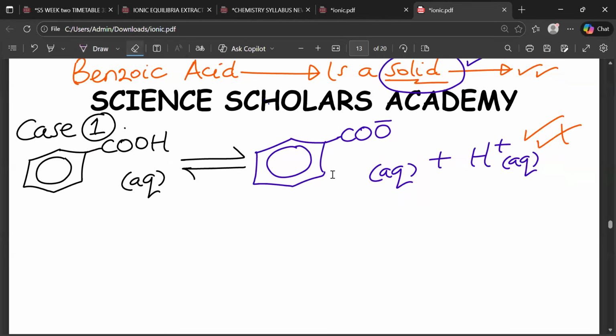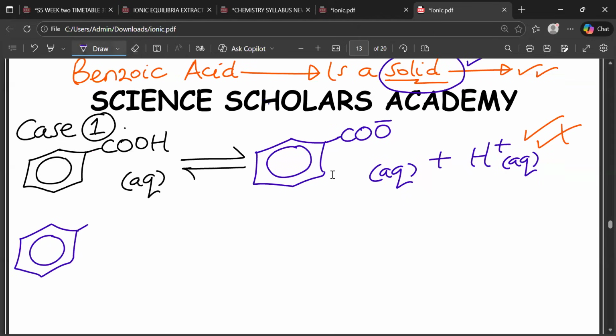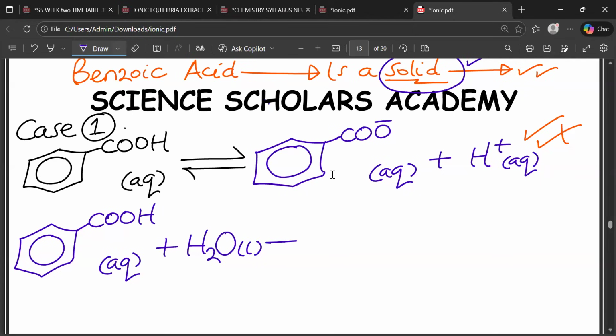So alternative 2, we are going to have the benzoic acid. I told you that alternative 2 involves water. So come and place the aqueous strategically, then bring your water. This time round, we are not going to leave the proton naked. It will be picked up by the water. So I'll have the water, then the liquid. Don't forget the partial arrows.